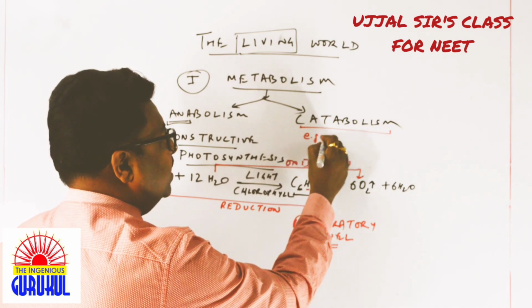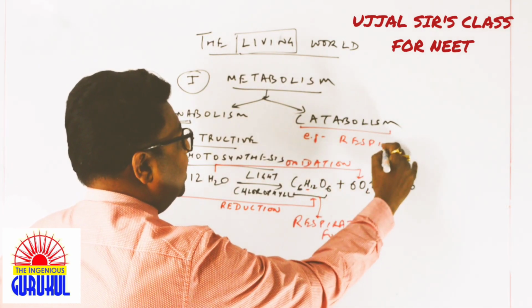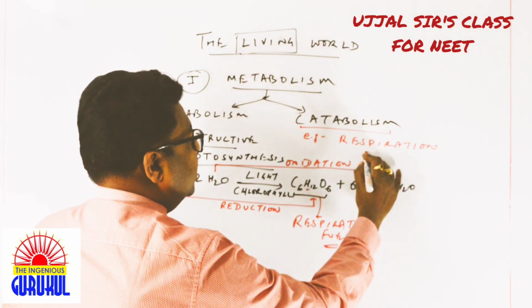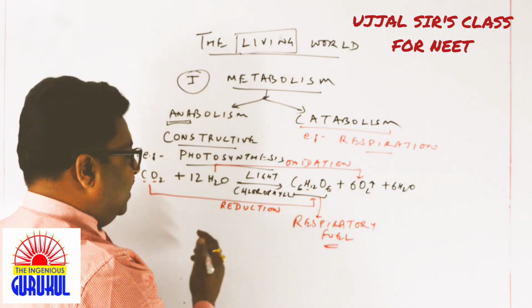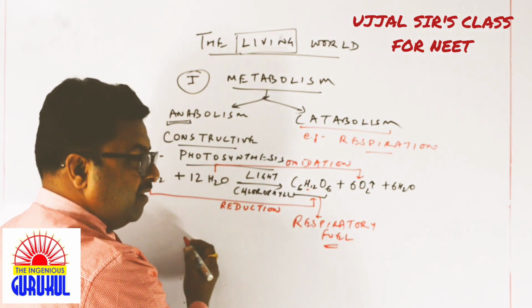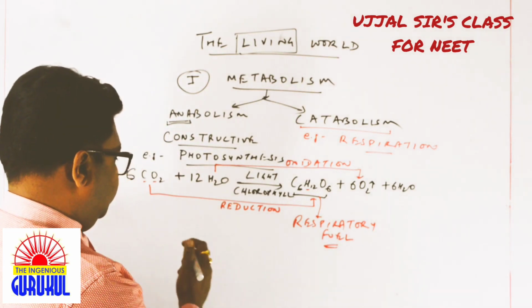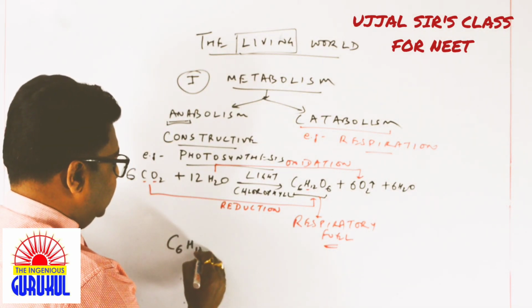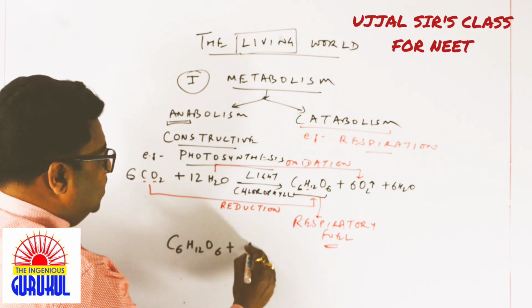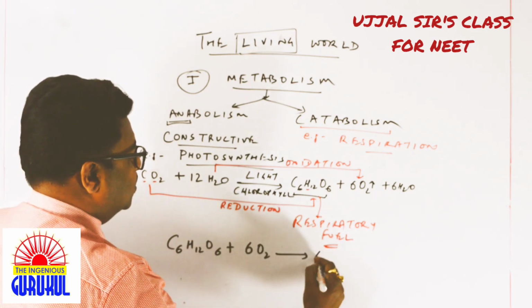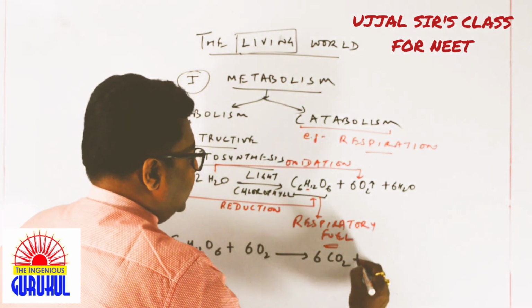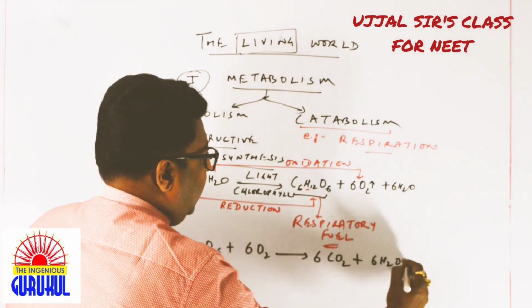And what is catabolism? The best example of catabolism is respiration. So what the animal or the plant is going to do to survive, to get energy, is break down this glucose molecule in the presence of oxygen into 6 molecules of carbon dioxide plus 6 molecules of water, along with what?